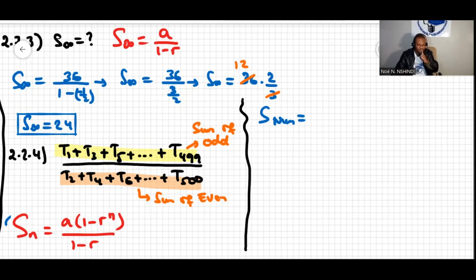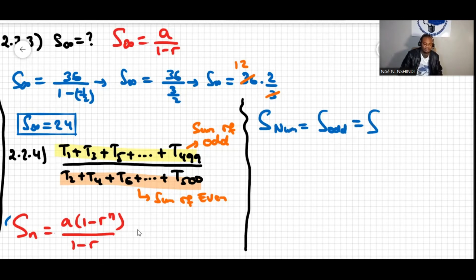First of all, how can we do that? Because I cannot just say sum of the numerator. Let's say this: I can say that the sum of the numerator is the sum of the odd terms. How many terms are here? If we count the terms 1, 3, 5 to 499, the total number of terms is 250, because it's 500 divided by 2. It's 250 terms.